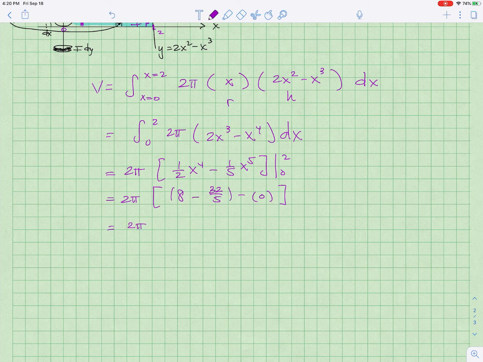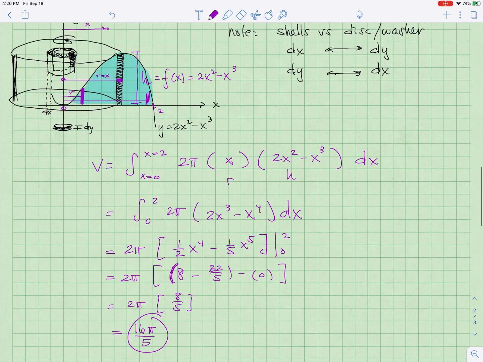And this is 2 pi. 8 is 40 over 5. That's not an 18, that's an 8. 40 over 5 minus 32 over 5 is 8/5. And this turns out to be 16 pi over 5 for the volume.